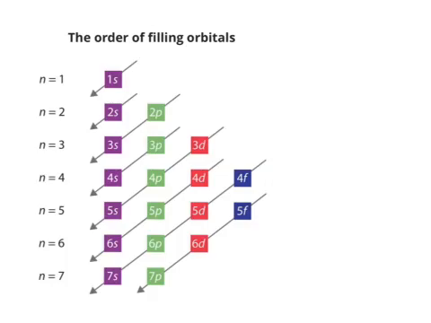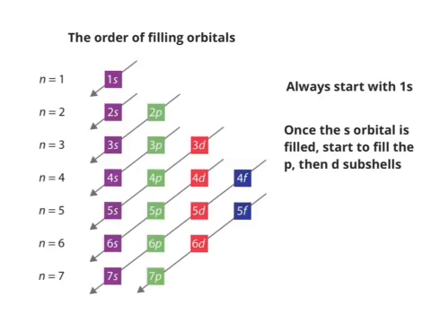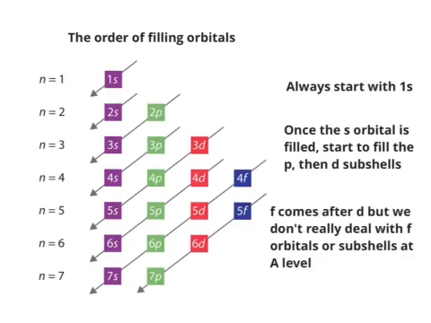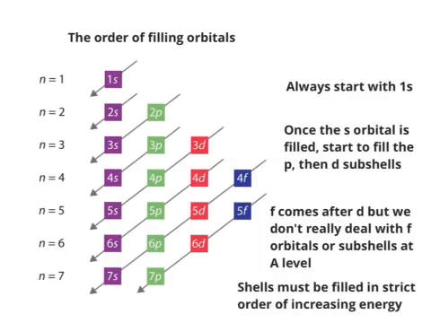So just to recap and finish off, let's have a look at how we fill orbitals in which order. So we always start off with 1s. Once the s orbital is filled, you start to fill the p, then the d subshells. As you can see, f comes after d, but we don't really deal with f orbitals or subshells at A level. And the shells must be filled in strict order of increasing energy, so we start with shell 1, then shell 2, then shell 3, until, of course, we run out of electrons.